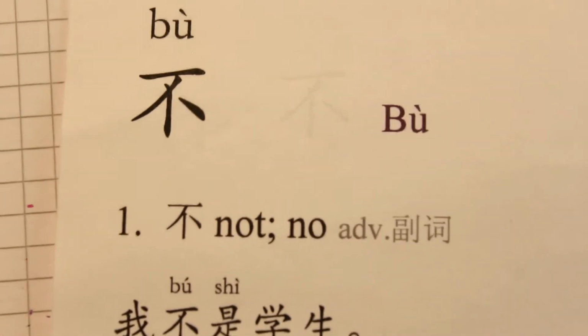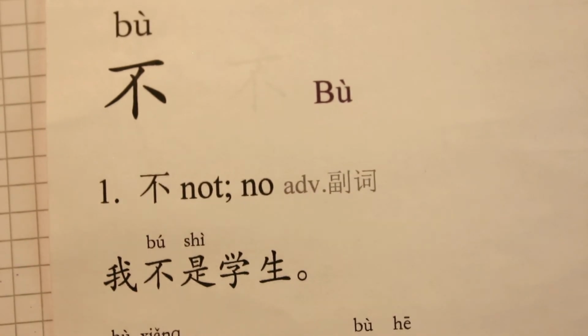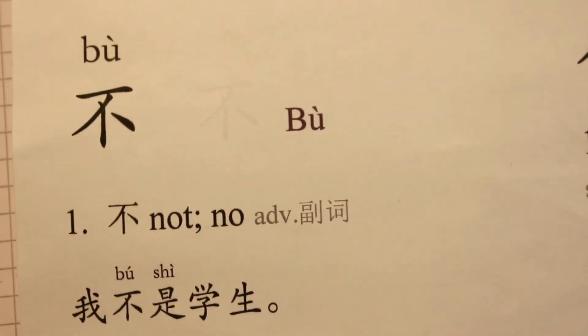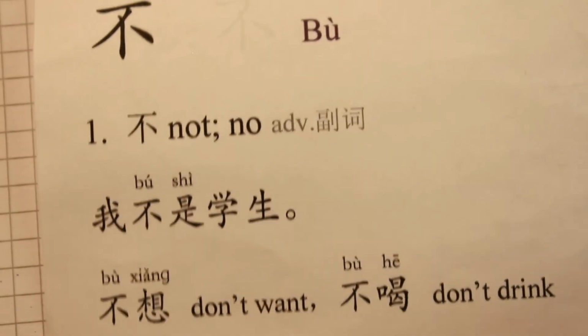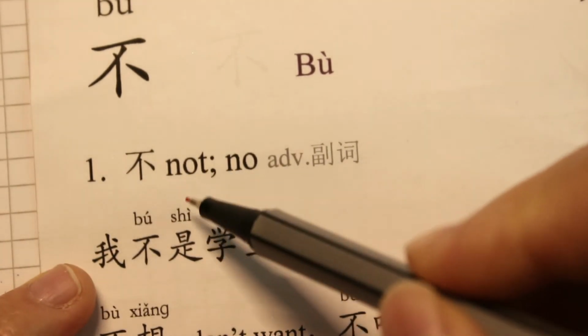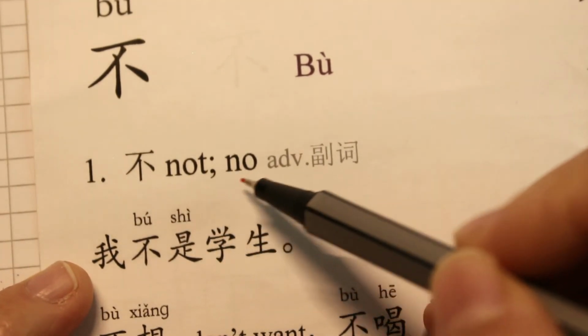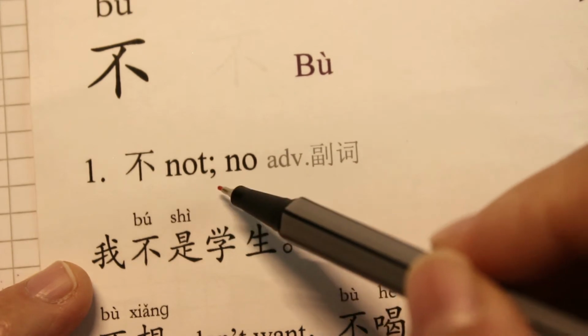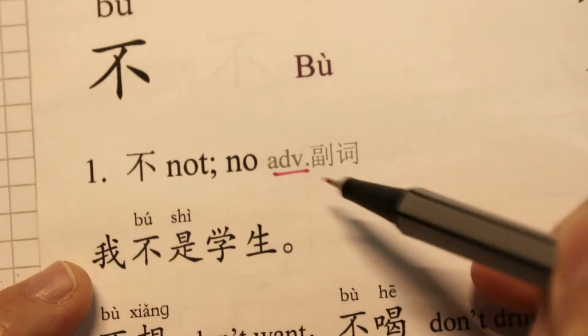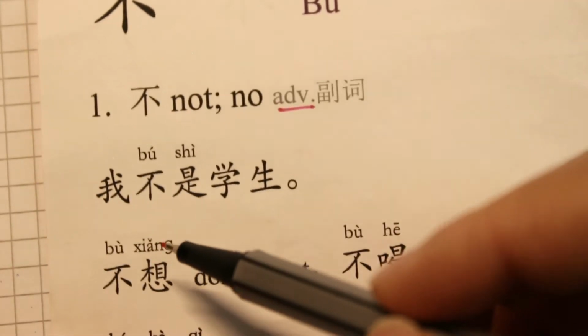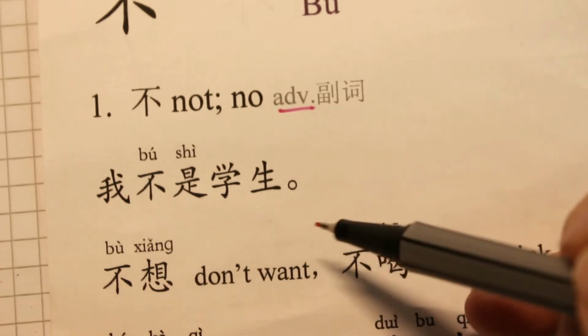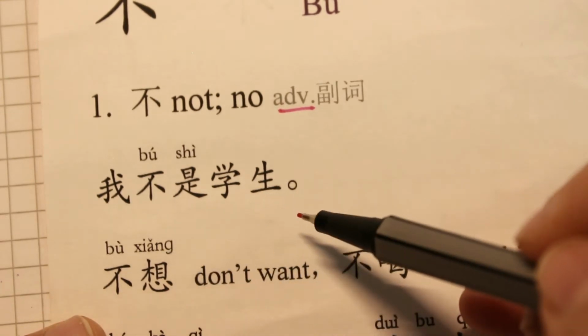Yes, now let's look at the next one. The first one is 不. So the meaning of this is really easy. It means no or not. It's an adverb. Here 我不是学生 means I'm not a student.